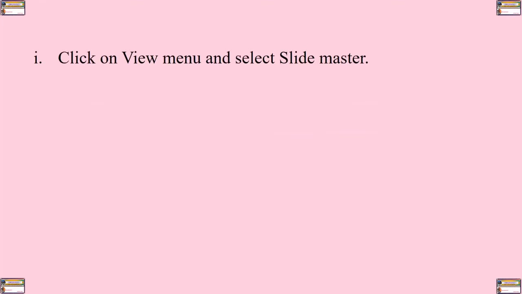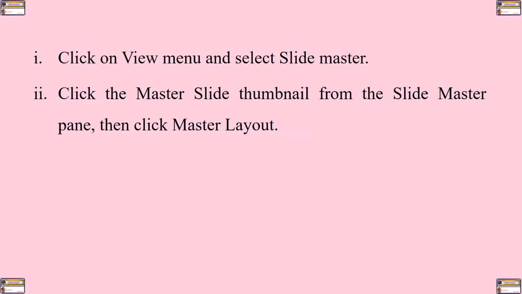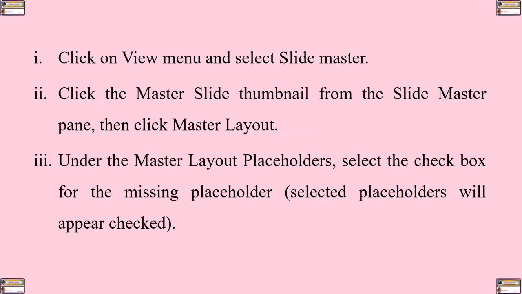placeholders as follows. You click on the View menu and select Slide Master. And then you click the master slide thumbnail from the Slide Master pane, and then you click Master Layout. Under the Master Layout placeholders, you select the checkbox for the missing placeholder.